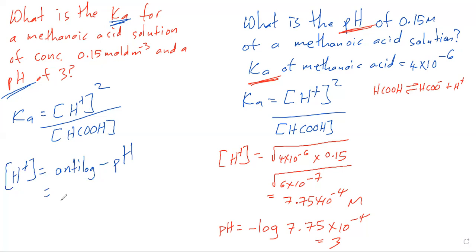On a calculator, you would press shift log negative, and then the pH value. We won't put this in the working on your paper, you just write anti-log negative pH. How much do you get? I got 1 times 10 to the negative 3. Why do you have minus 0.15? Isn't that minus 3? Yes, minus 3, sorry.